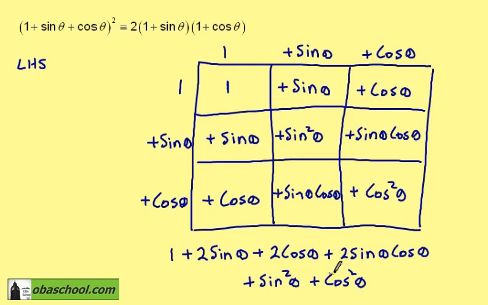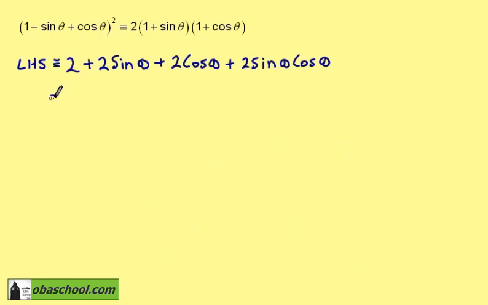The sin² θ plus cos² θ is 1, so we can add 1 to this one, giving us 2 + 2 sin θ + 2 cos θ + 2 sin θ cos θ. So we now know the left-hand side is that, and taking out a common factor of 2, we get 2 times (1 + sin θ + cos θ + sin θ cos θ).